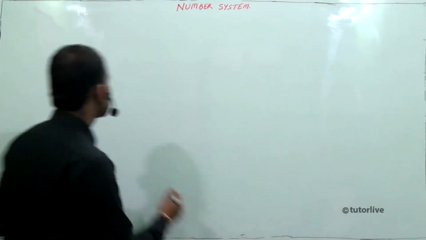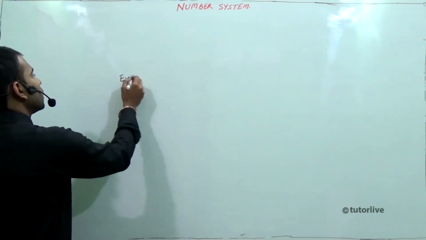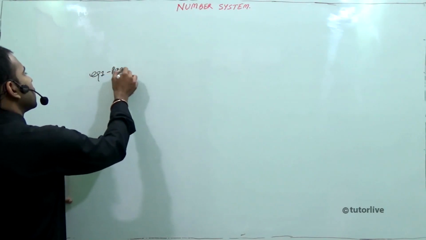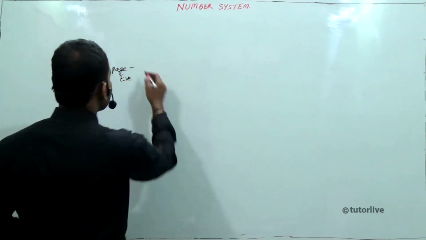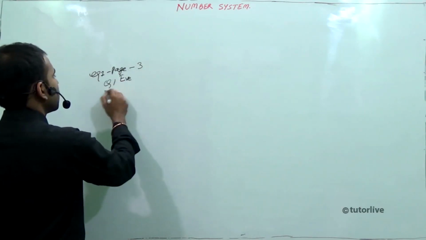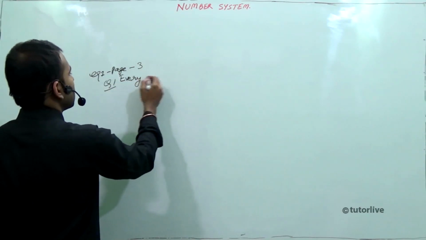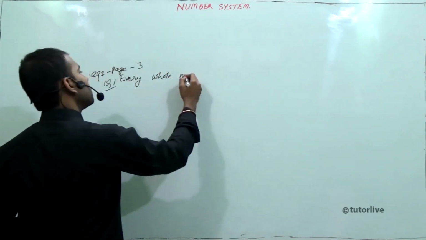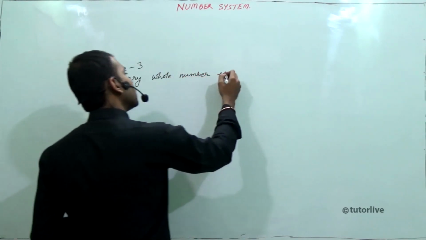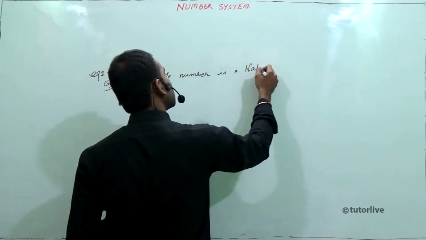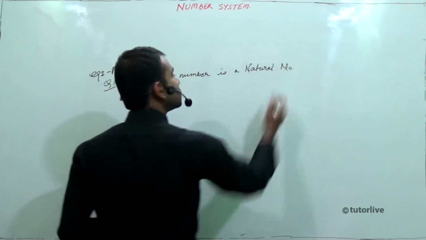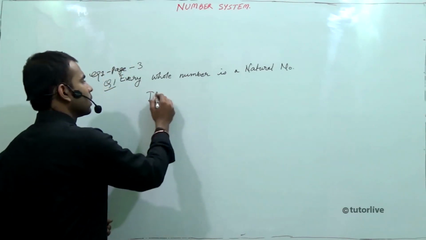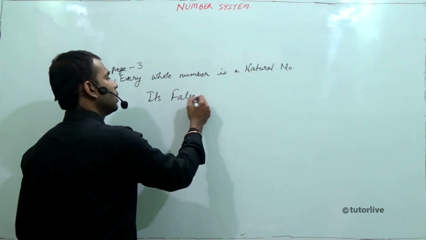Every whole number is a natural number. This is example number 1, page 3. Question 1: every whole number is a natural number. Is it true or false? Come on. It's false. Why so?